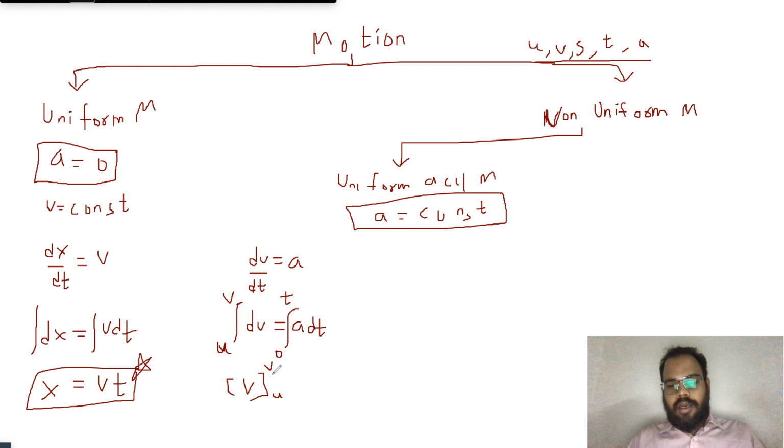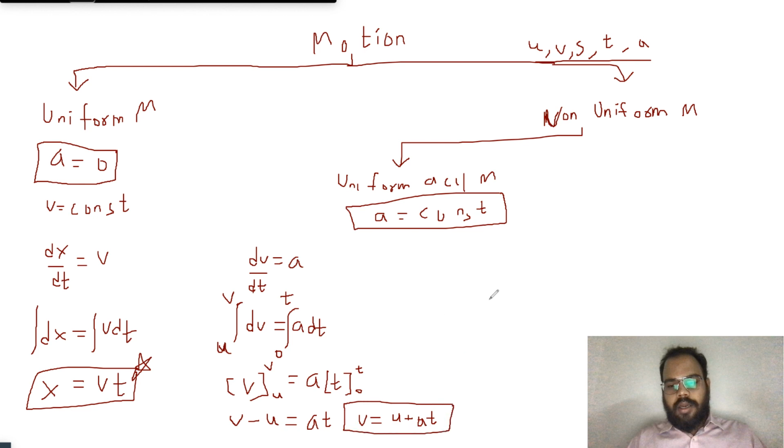When you substitute limits in integration, it is upper limit minus lower limit, and this will be equal to a into t. Here again we have limits from 0 to t, so again it will be upper limit minus lower limit. So upper limit minus lower limit will give me v minus u is equal to, here t minus 0, so that will be t. So it will be at. So from here you get your first equation of kinematics, that is v is equal to u plus at. So this was the derivation of your first equation of kinematics.